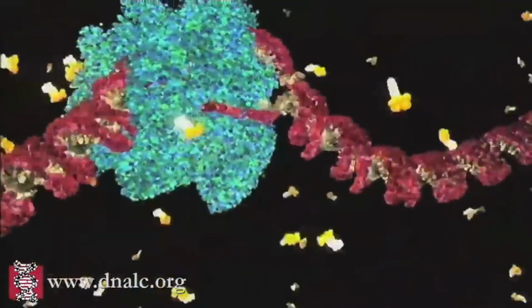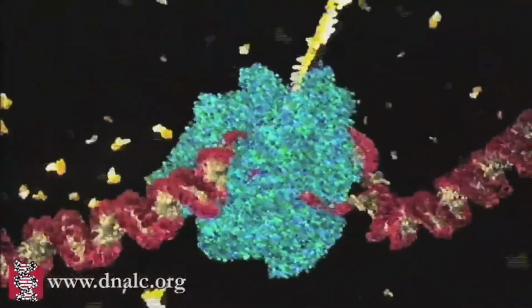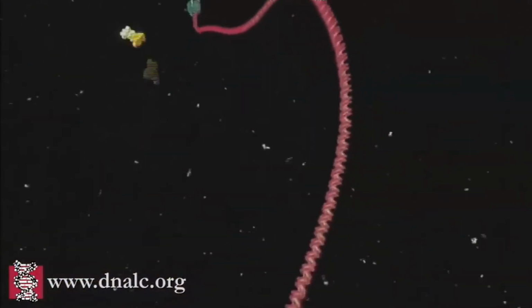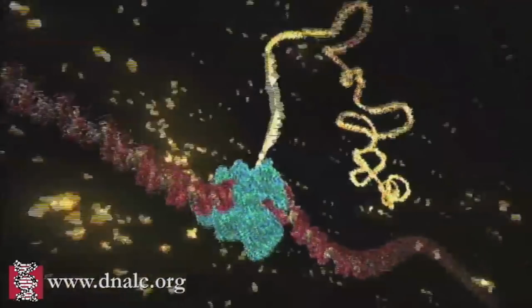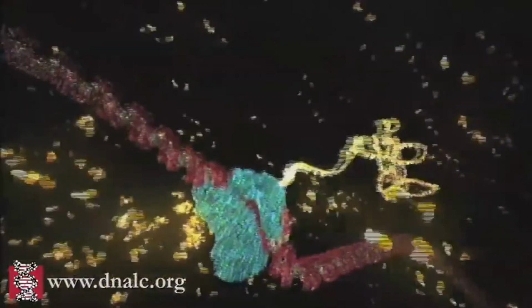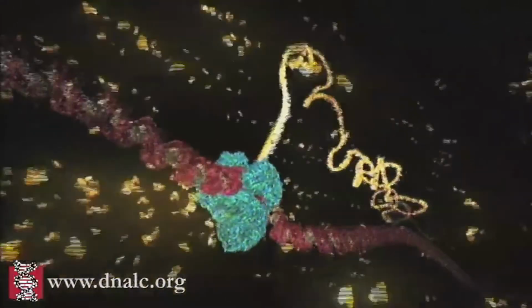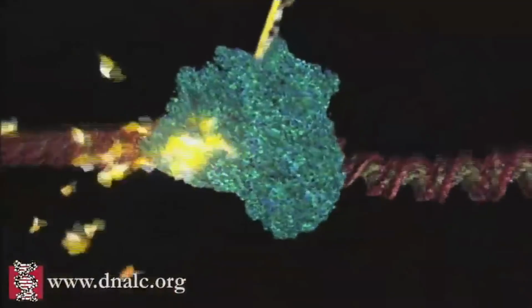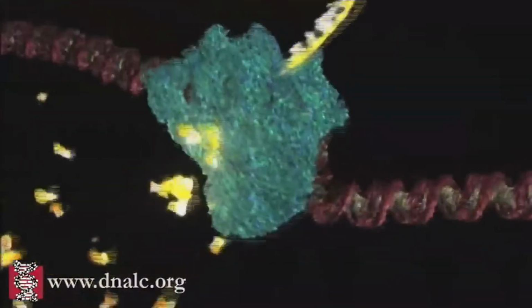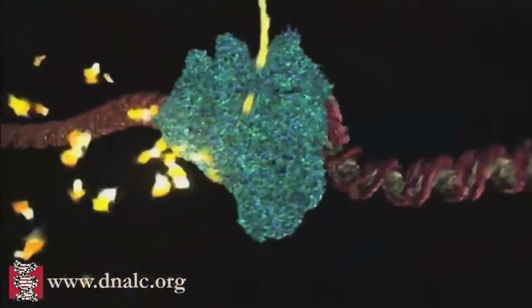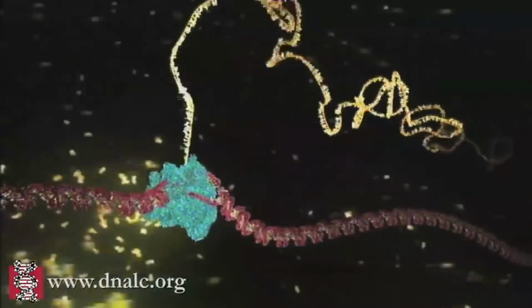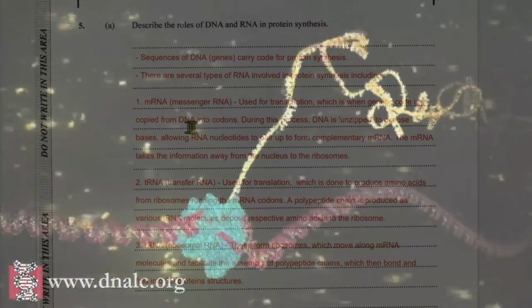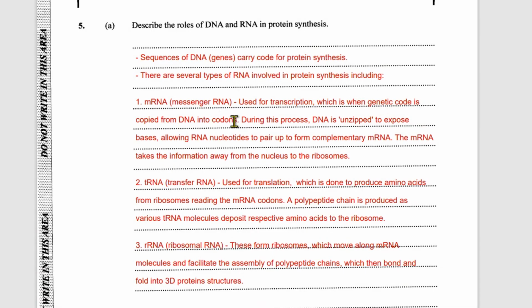The difference between DNA and RNA is that RNA could move. It is mobile. So the messenger RNA is like a messenger boy that says, take this message from me and carry it to these ribosomes and tell them to build this thing for me. So the genetic code is copied from the DNA into codons. It's like sending a message.